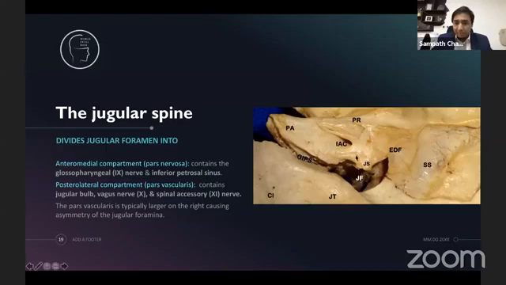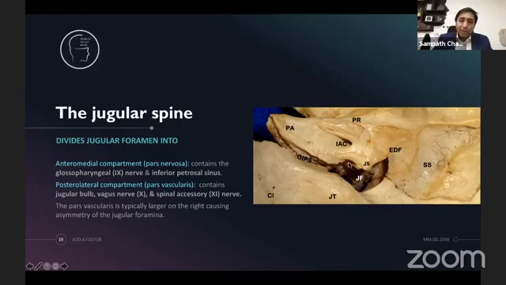Now we're going back to the same specimen. Again, the jugular tubercle is here, the jugular foramen is here, the sigmoid sinus is here. The sigmoid sinus turns as the jugular foramen comes down. From here, it goes as the transverse sinus, which goes intracranial later on. So this is the sigmoid sinus, this is the jugular foramen. Now you see a small bony projection in the anterior margin of the jugular foramen. This spine is called the jugular spine.